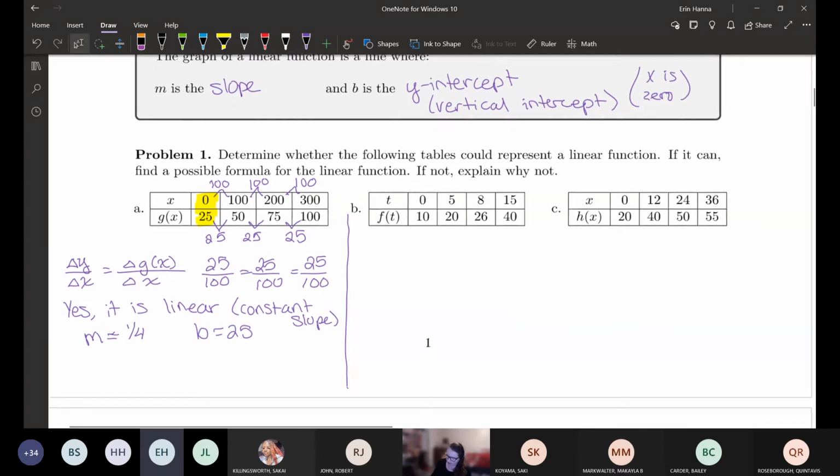So since we have that, we have our equation. y equals our m value, x plus our b value: 1/4 x plus 25.